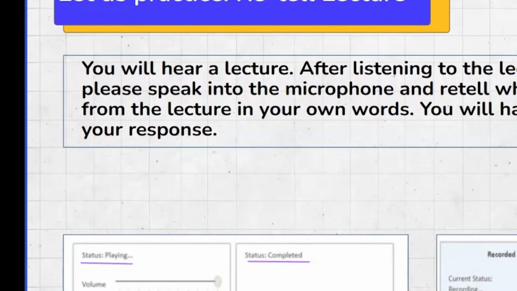In this lecture, the professor discusses the importance of biodiversity. He explains how various species contribute to ecosystem stability and the potential consequences of losing these species. The talk highlights recent studies that support conservation efforts and emphasizes the need for sustainable practices to protect our environment.